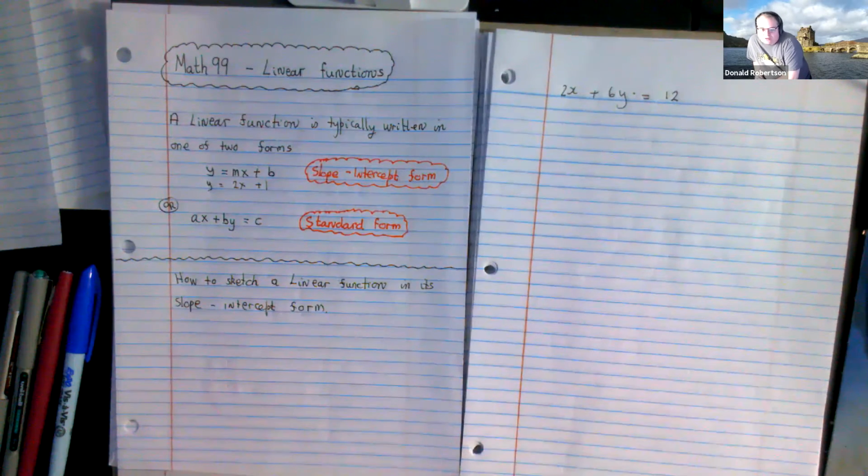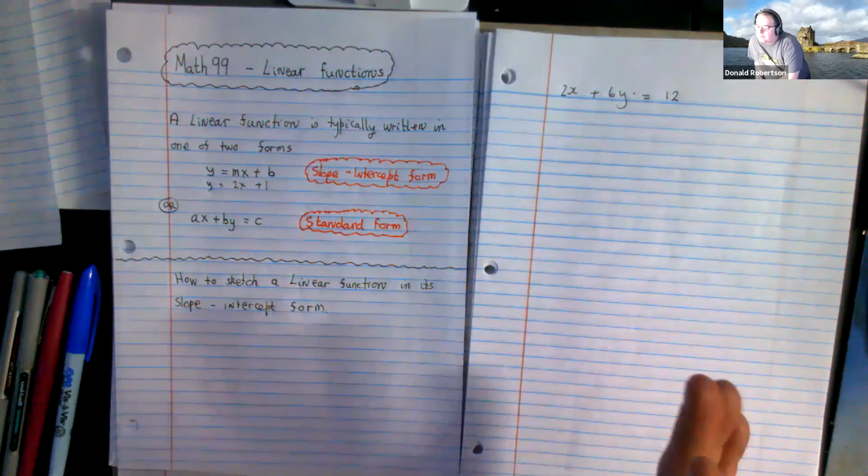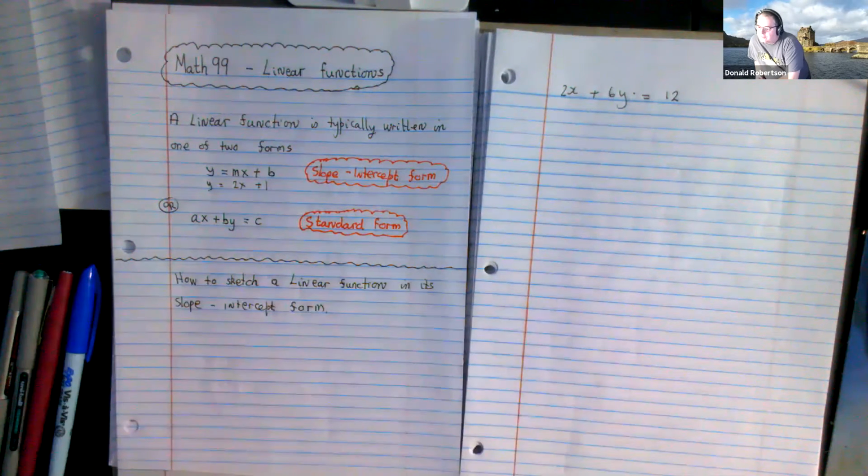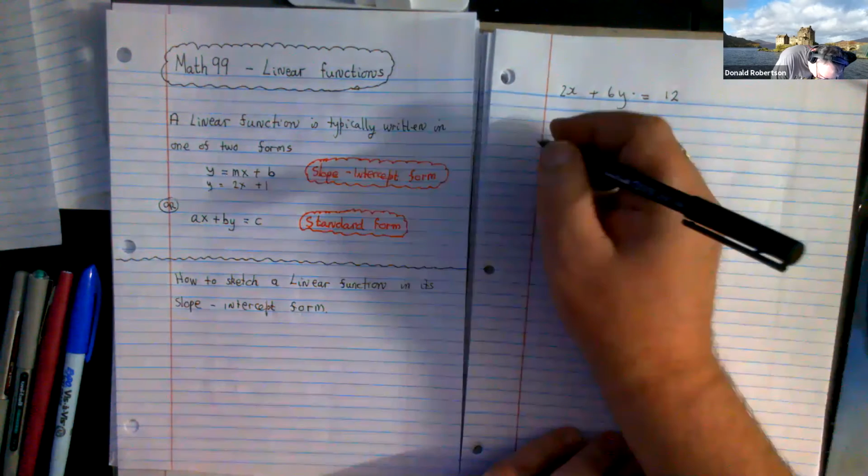Now, when you have a straight line written in that format and you want to draw a graph of it, you need 2 points. Agreed? You need 2 points. And here we go. This is method 1.